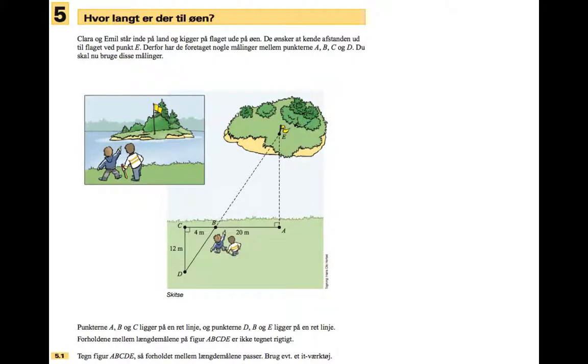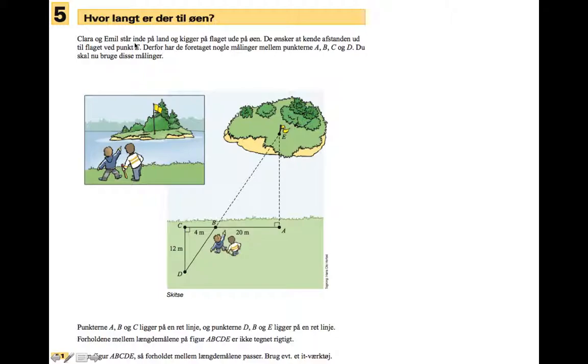Okay, December 2012, question 5. It's all about right angle triangles. Could be Pythagoras, could be trigonometry, could be something else, and in fact it will be something else as well, as we will see. So it's how far is it to the island?